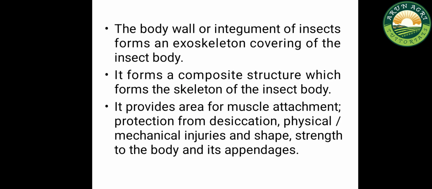Now in detail, let us discuss the integument or body wall of an insect. The body wall or integument of an insect forms an exoskeleton covering the insect body. It forms a composite structure which forms the skeleton of the insect body. It provides area for muscle attachment and protects from desiccation, which means loss of moisture is prevented by the exoskeleton. Physical or mechanical injuries are also prevented, and it gives the perfect shape and strength to the body and its appendages.